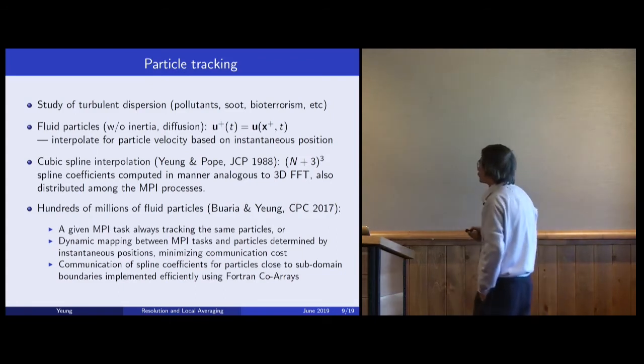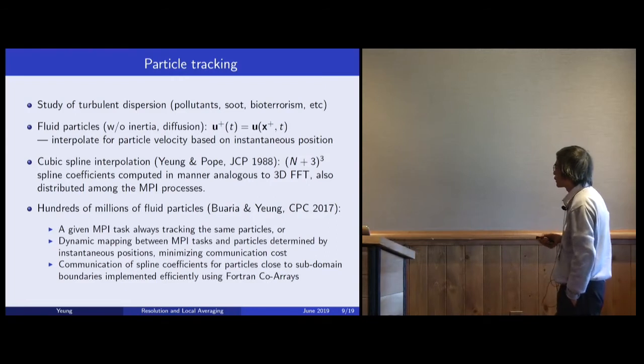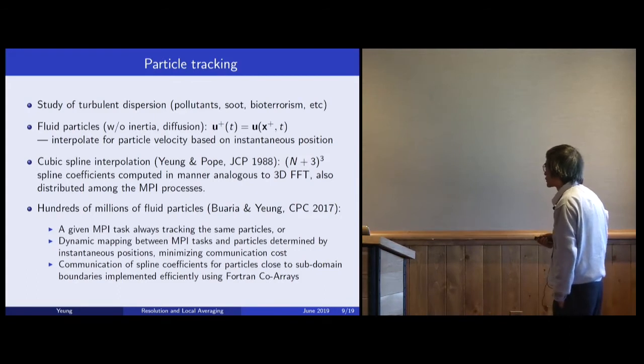First thing, we have to know its velocity, but we can obtain the velocity based on the instantaneous particle position, and also the knowledge of the velocity field at all the grid points. We use cubic spline interpolation, with some advantages in terms of accuracy as well as the differentiability in time for the velocity.